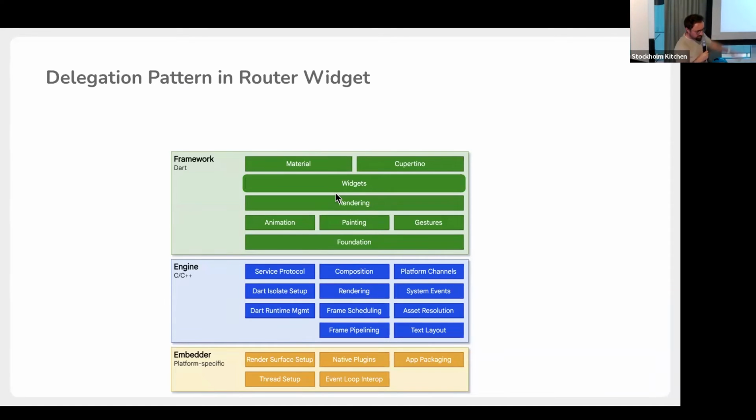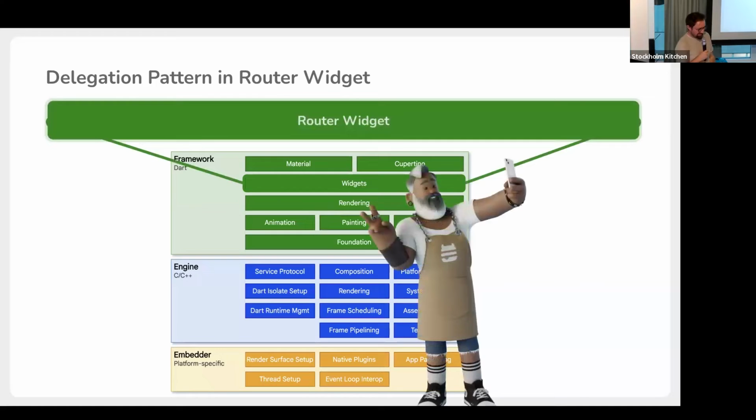So this is our famous architecture of Flutter. We have the framework, and then the engine, and then the embedder. Where we are working, we are here in the widgets layer. So the Navigator API and Router API are all in the framework, in the widgets layer.